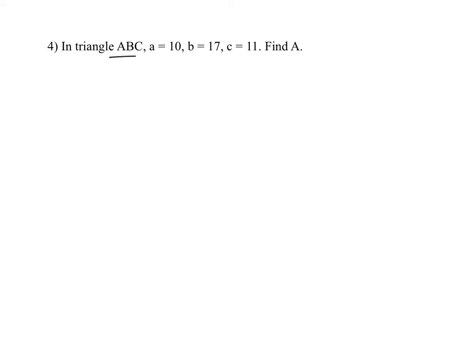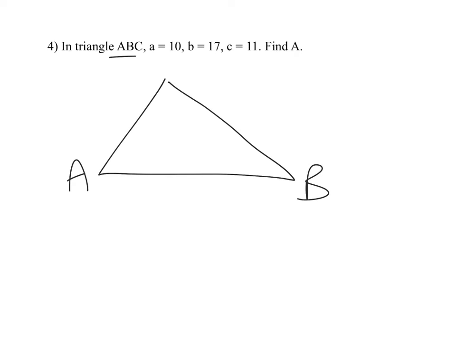Finally, for number 4, in triangle ABC, they're not giving me a 90-degree angle. They're actually giving me all 3 sides, so it doesn't really matter where I put the letters. It matters where I put the numbers. Side A, the side opposite angle A, is going to be 10. Side B, so I find angle B, go to the side opposite that. That's going to be 17. And then side C, I find angle C, go to the side opposite that. That's going to be 11. I have to find angle A.